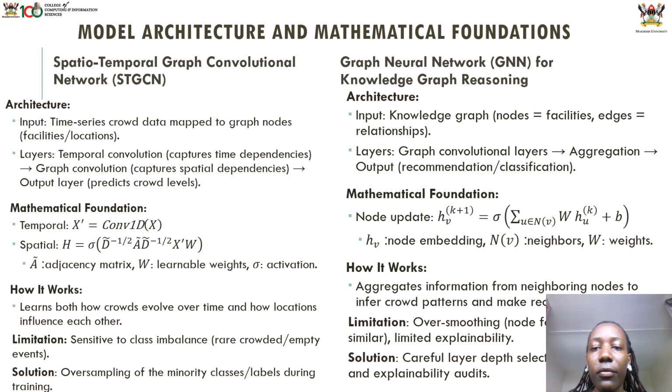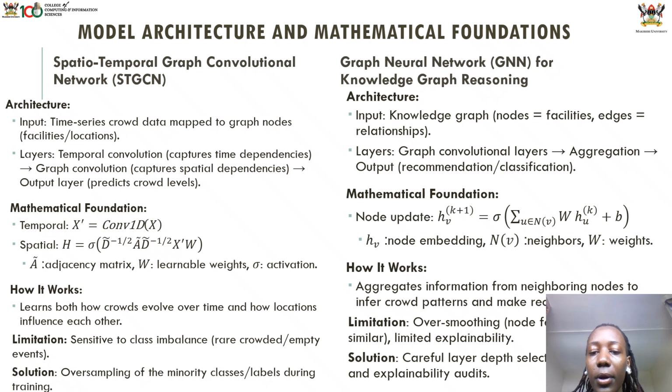Then we have the graph neural network for knowledge graph reasoning, and this basically models the spatial dependencies. Its input was the knowledge graph, and the different layers involved are the graph convolution layers, which capture the spatial dependencies, as I've said previously, then aggregation, then the output layer that gives the recommendations or classifications, like this place is crowded, this place is not crowded. So these work hand in hand to give you a fair recommendation of the density of the crowd. Those are the mathematical foundations.